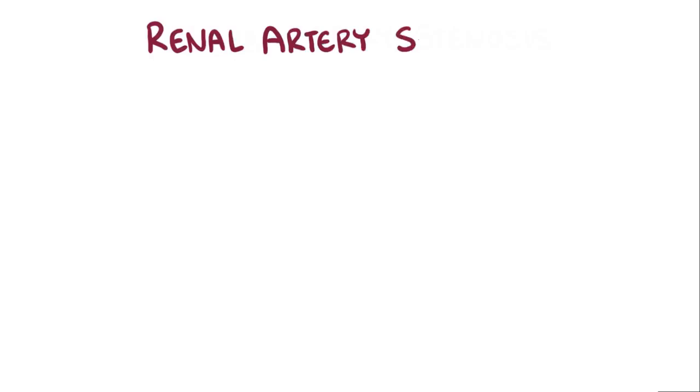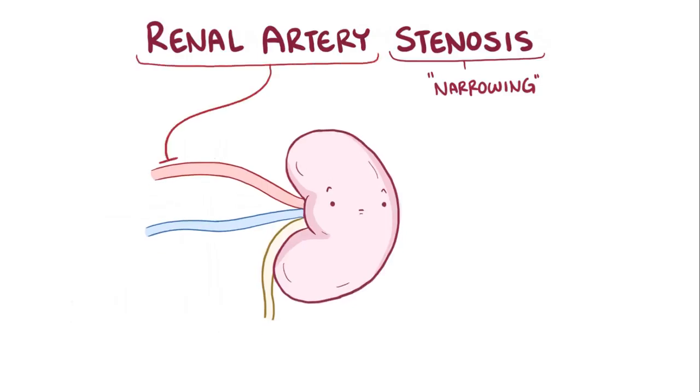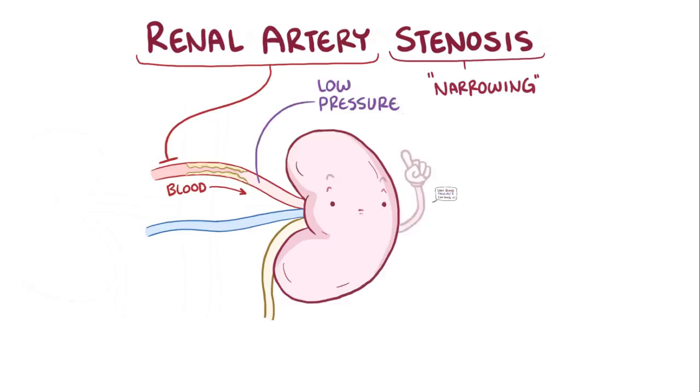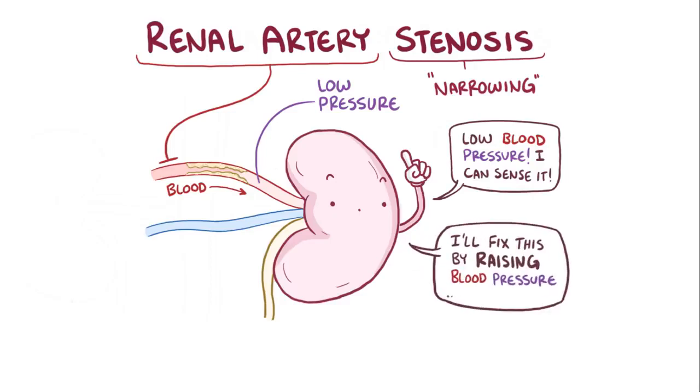With renal artery stenosis, stenosis means narrowing, which refers to a progressive narrowing of the renal artery, which is the artery that carries blood to the kidney. This means that the blood downstream of the narrowed spot that goes to the kidney is at lower pressure, which gets sensed by the kidney. Since an important role of the kidney is to sense and help maintain a normal blood pressure, the kidney then tries to raise blood pressure throughout the body.